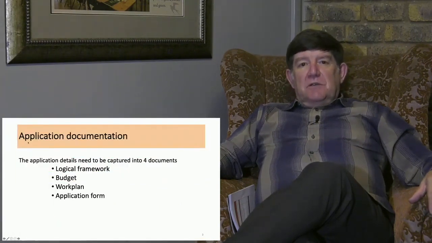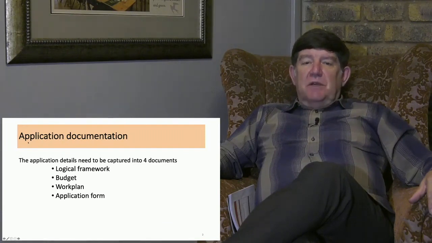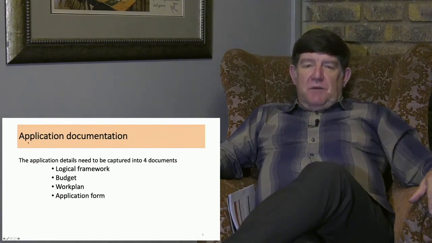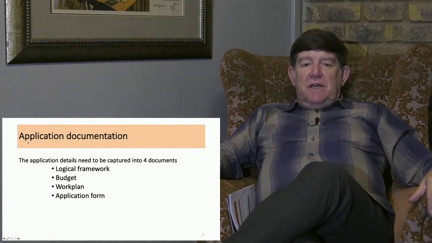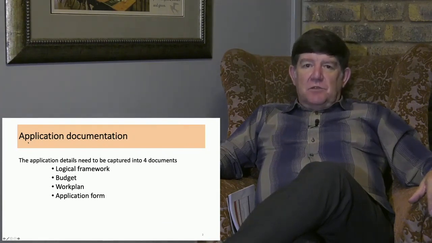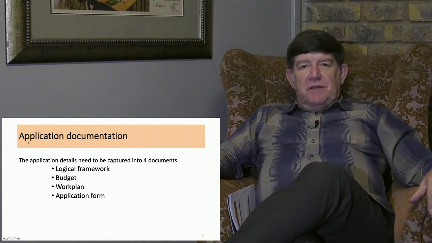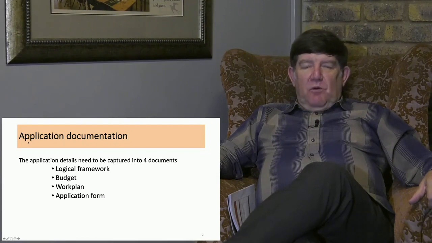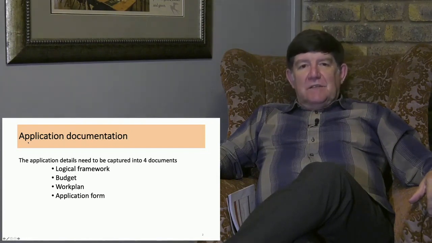Application documentation consists of 4 parts. The application is the logical framework, which explains how the project fits together. A budget, how the resources will be utilized and the funding that's required. A work plan, which will detail the implementation schedule of the different activities over the 5-month period. And then there's the application form, which will provide details of your activity as a whole.